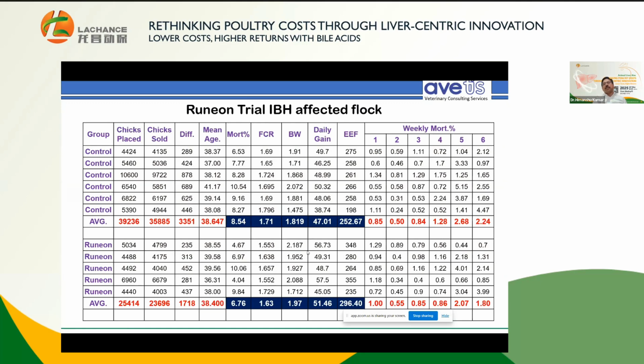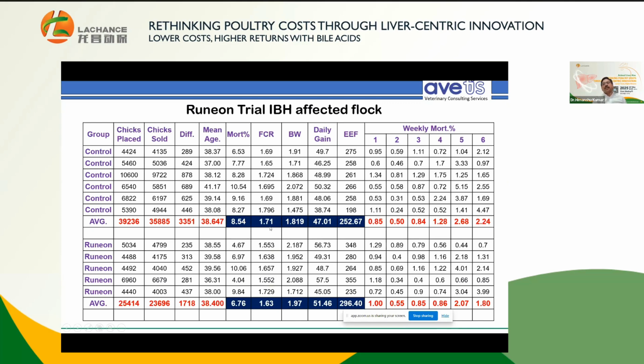This was the trial for the customer. He was taking it only to assess the product, and incidentally he found the flock affected with IBH. The flock consisted of 6 control group and 6 Runion group houses, and the bird stocking in control was 39,000 and in Runion it was 25,000. Mortality in the control group was 8.54%, while that of the Runion group was 6.7%, almost 2% less.